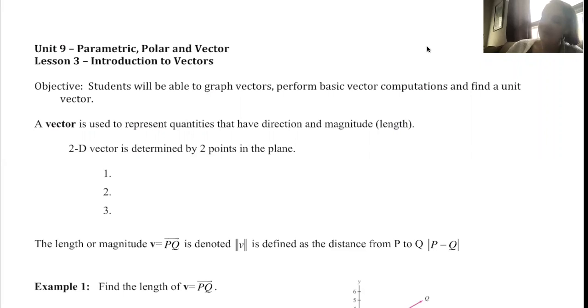So students will be able to graph vectors, perform basic vector computations, and find a unit vector. A vector is used to represent quantities that have direction and magnitude and length. A two-dimensional vector is determined by 2 points in the plane. A couple things to know. We can have our initial point.